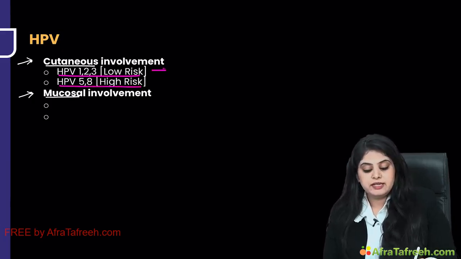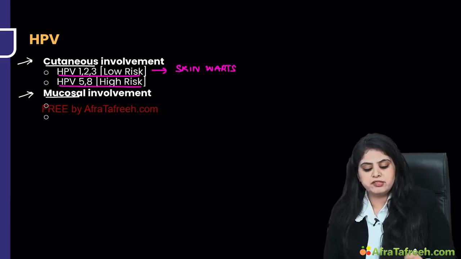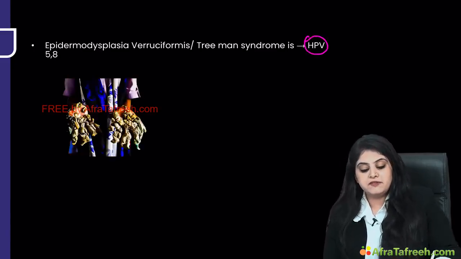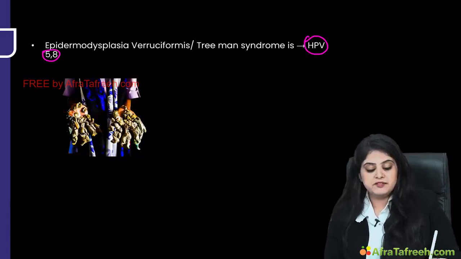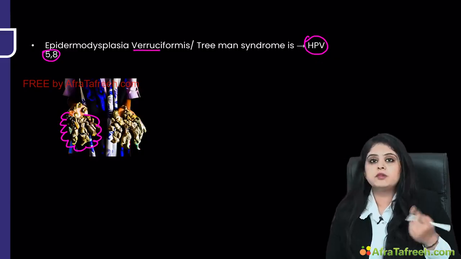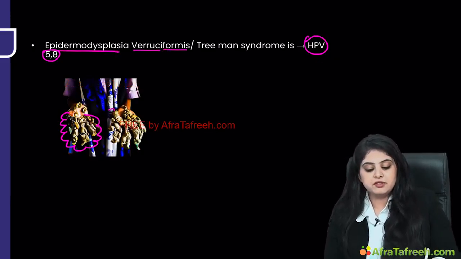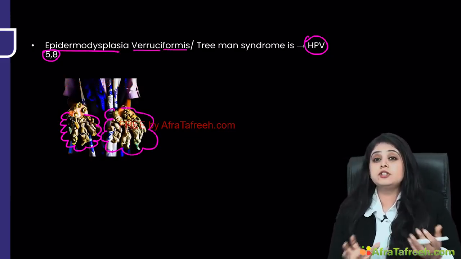So please note, there are going to be low risk ones. With HPV 1, 2, 3, ma'am, there are going to be some skin warts present. But with HPV 5 and 8, I want you to see a condition. With HPV 5 and 8 and especially HPV 5, can you see there are so many warts? Not one verruca, but so many warts, as if the person has started looking like the branch of a tree.